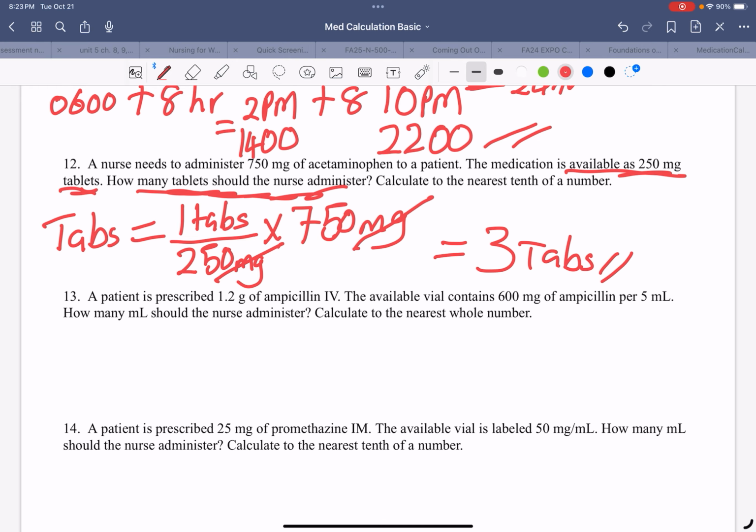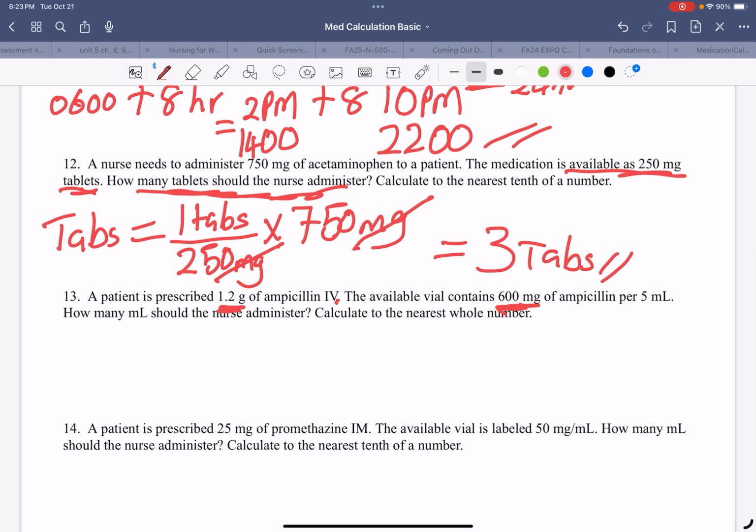So the patient is prescribed 1.2 gram of ampicillin IV, intravenous. The available vial contains 600 milligram of ampicillin per 5 milliliter. How many milliliter should the nurse administer? Tricky one. So again, not really that tricky. You can see the unit is a little bit different. And if the units don't agree, and you're trying to use the numbers, it's always going to be wrong.